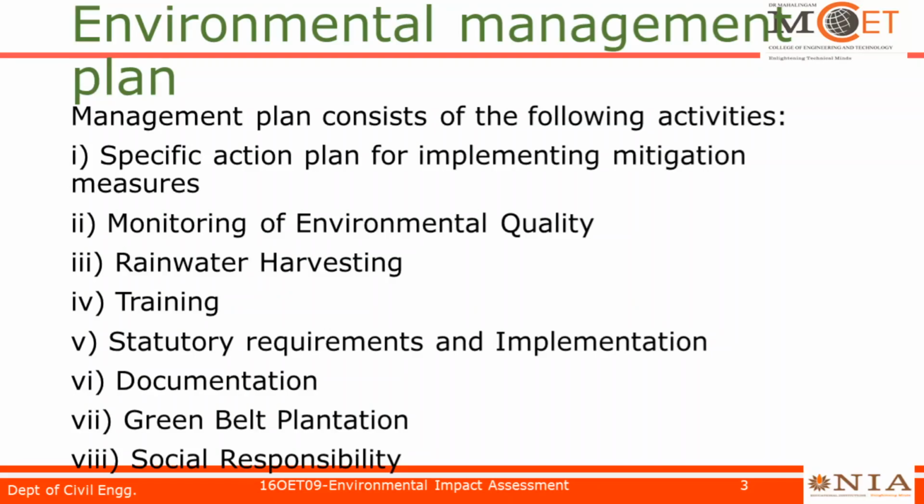So, Environmental Management Plan consists of the following activities: specific action plan for implementing the mitigation measures, monitoring of environmental quality, rainwater harvesting, training, statutory requirements and implementation, documentation, green belt plantation, and social responsibility.